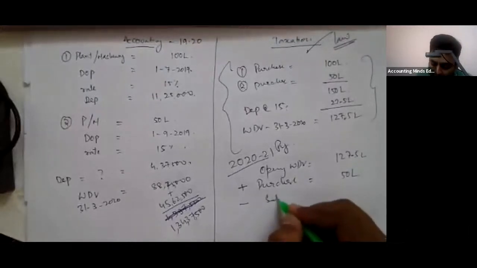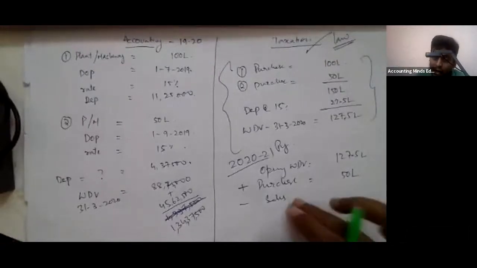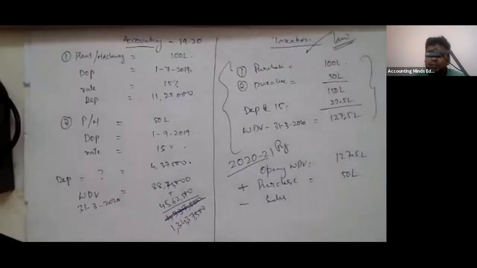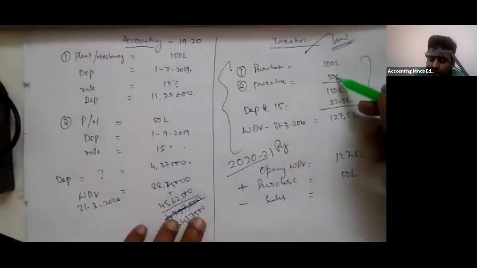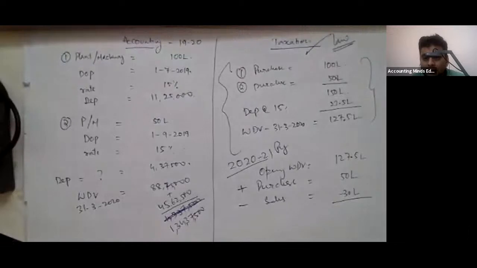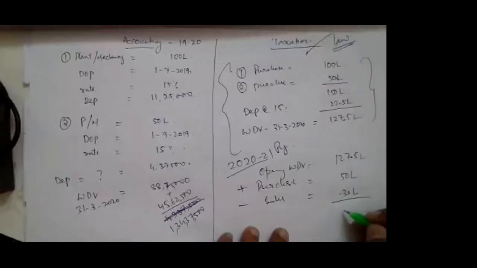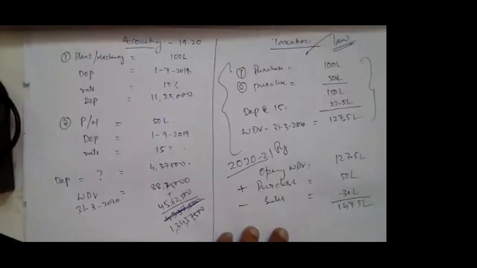Minus any sales. Did you make any sale, not your regular sale, but sale of any plant and machinery? Second hand, if you have sold any of your old assets, just minus it. Let us assume this one which we purchased last year for 50 lakhs, we sold it for 30 lakhs. Just minus 30 lakhs. Right? So what is the value now? One crore 47 lakh 50,000.